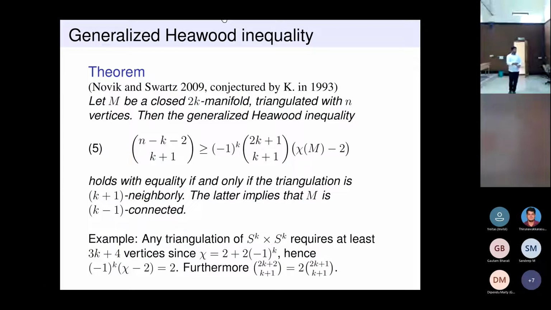Here is one example. Any triangulation of SK product SK requires at least 3K plus 4 vertices. Because the Euler characteristic chi for SK product SK is 4 when K is even and 0 when K is odd, therefore this value is 2, and therefore we can calculate that n is greater than or equal to 3K plus 4 vertices.